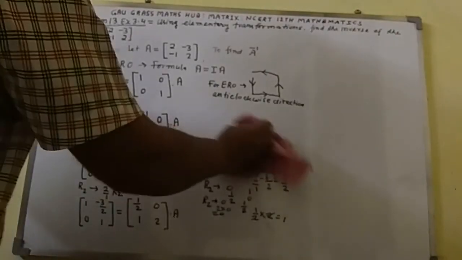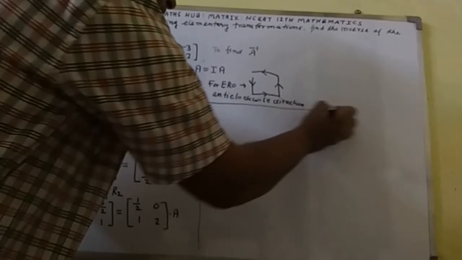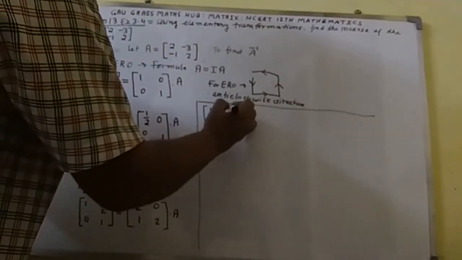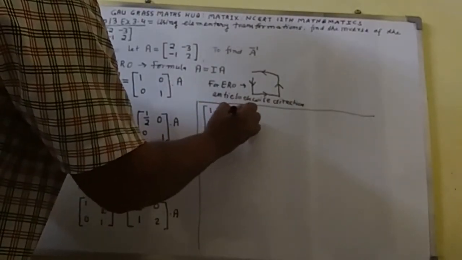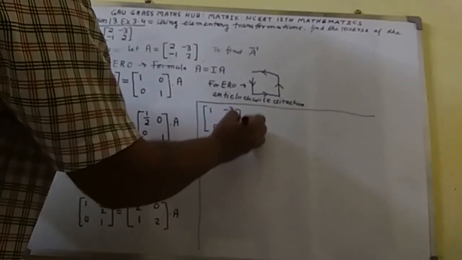Now this is the rough work. I am going to erase this one. So here you will get these are the things I have got. I am going to reflect the same thing here. The elements of first row I shall write here: 1, minus 3 over 2. Second row: 0, 1.